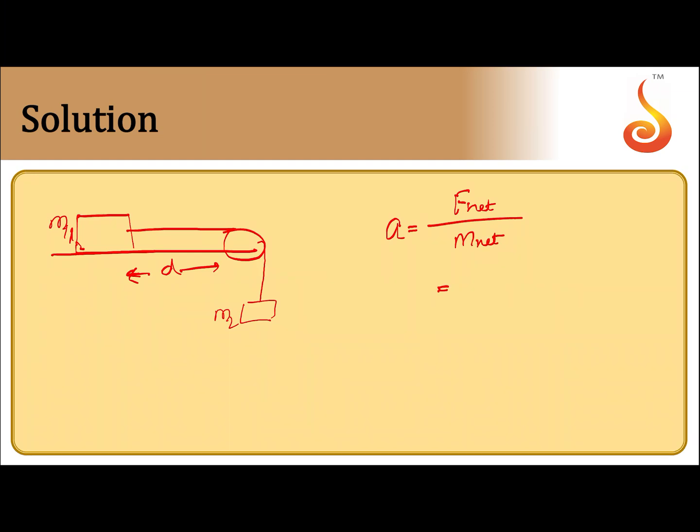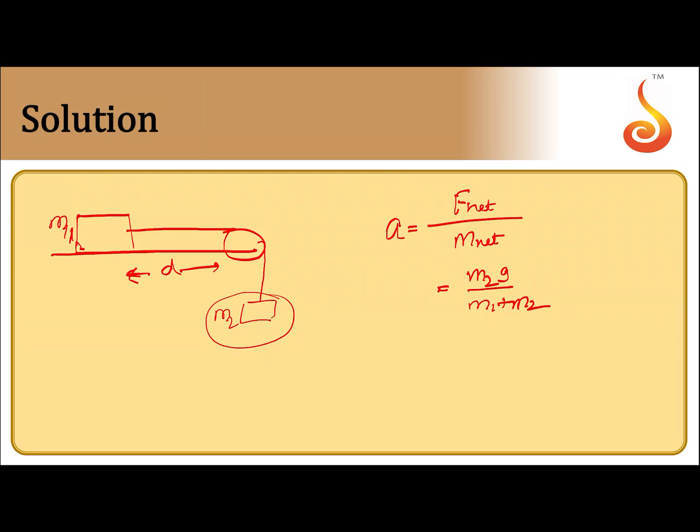What is the net pulling force here? I am going to write it directly. It turns out to be m2. The pulling force is because of this mass, so the acceleration is m2g divided by m1 plus m2. Isn't it?